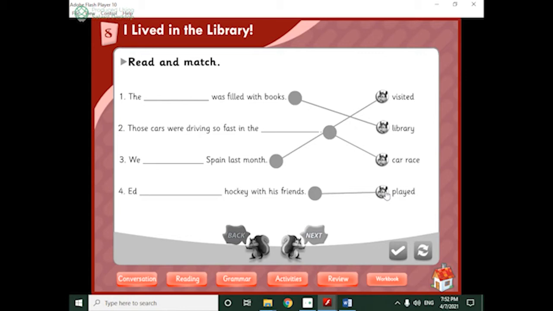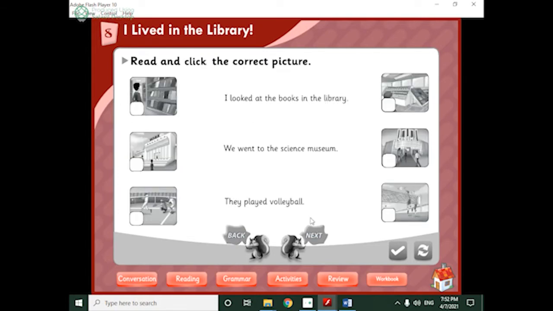Now let's move to page 46, exercise C. Read and choose, take the correct picture. We have 3 sentences. Each sentence is related to one of these pictures. The correct picture, we are going to take it. I looked at the books in the library. Of course, this sentence is related to this picture, so you take this picture, not this one.